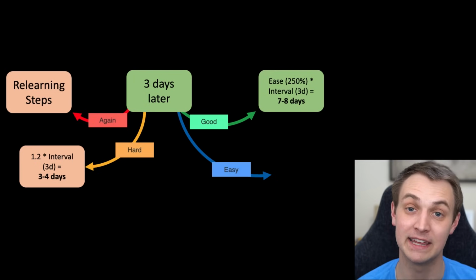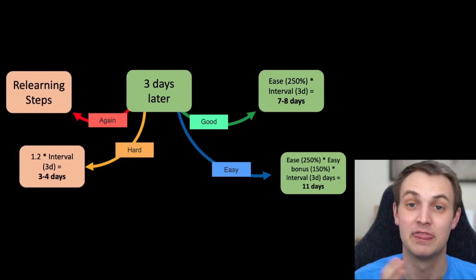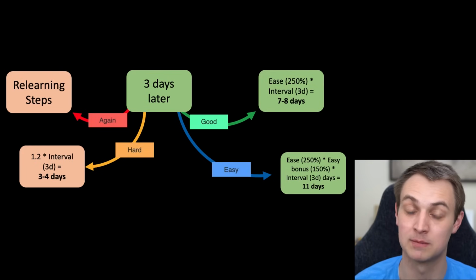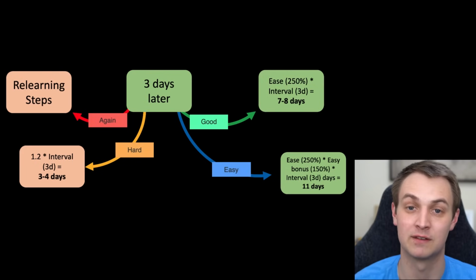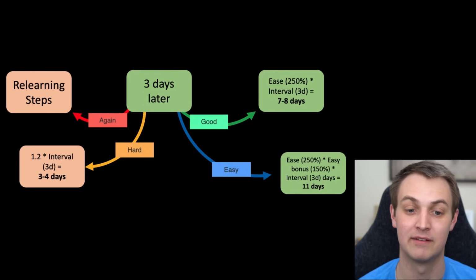And then if you hit easy, it's going to do the ease, which is 2.5, times the easy bonus, which is customizable. I'll show you that in a minute. It's 150%, times the interval, which is 3 days. So you'll see it in about 11 days.